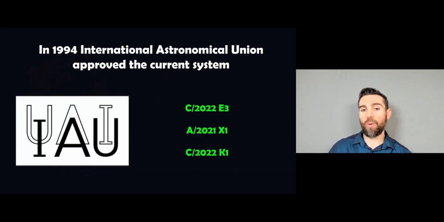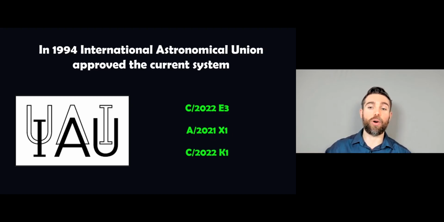Now, first we're going to start with the actual current system that's in place for giving it kind of like a code name. In 1994, the International Astronomical Union approved the current system which we use now to give it a kind of code or a name. And here are a few examples. It's made up of letters and numbers basically, which can help you identify the type of comet that it is, when it was discovered, and things like that. So it's quite useful in that sense.